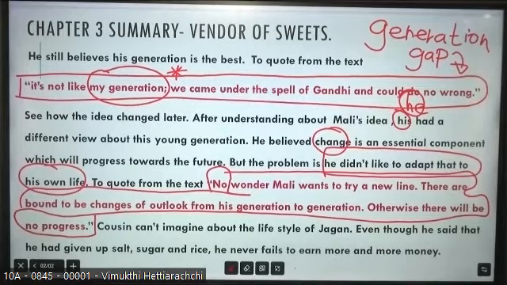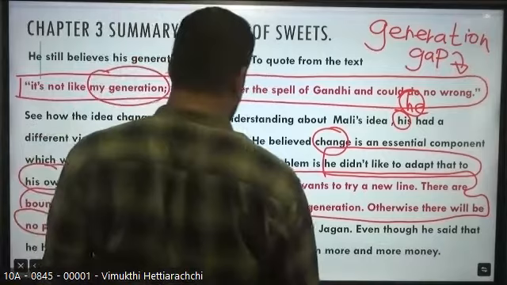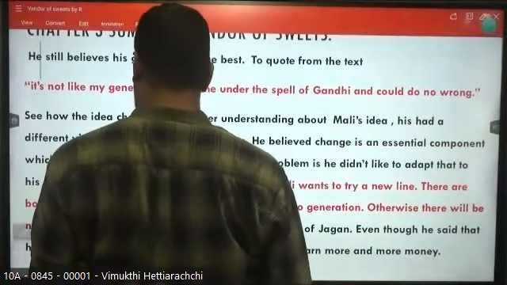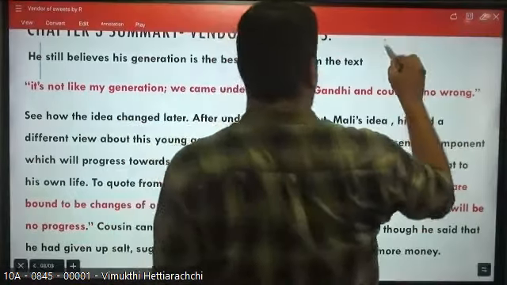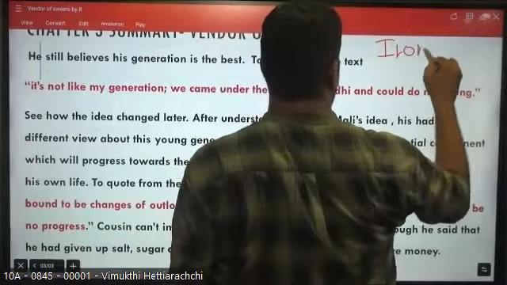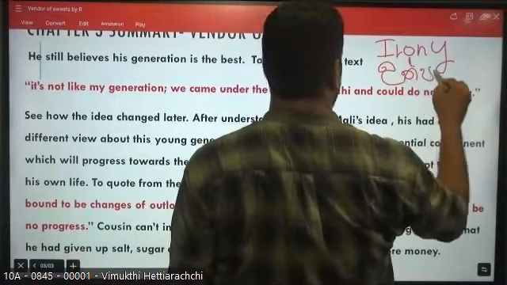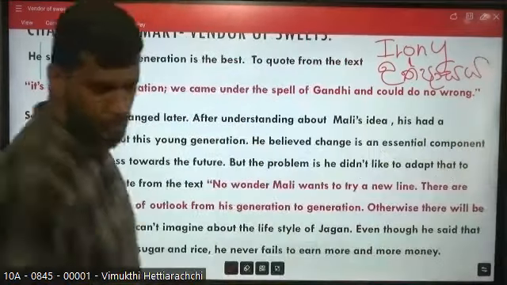In Sinhala language we use the word for irony. Right? Irony is in English. The Sinhala word is actually උප්‍රාසය. Irony.